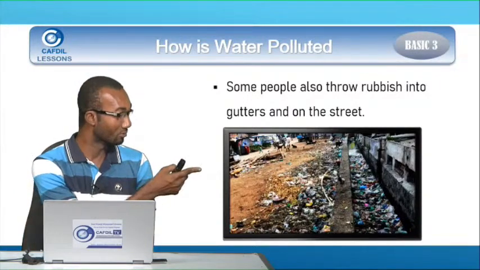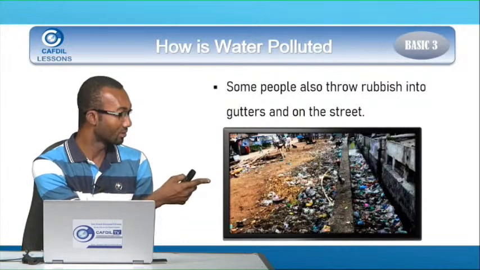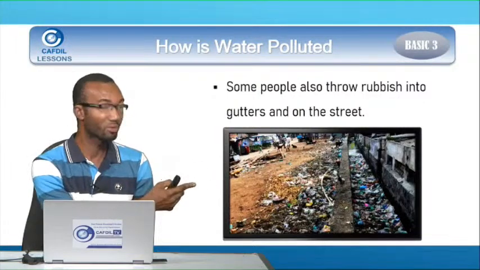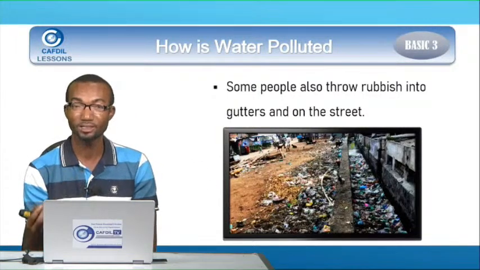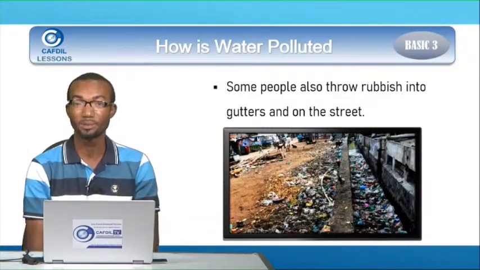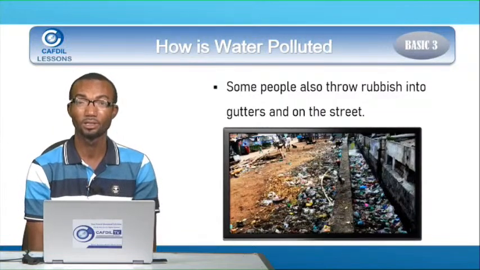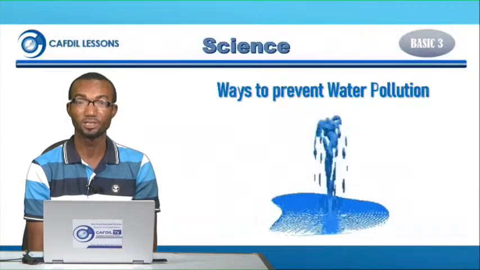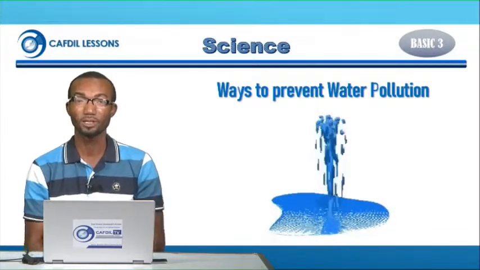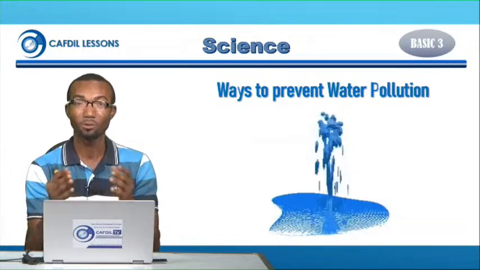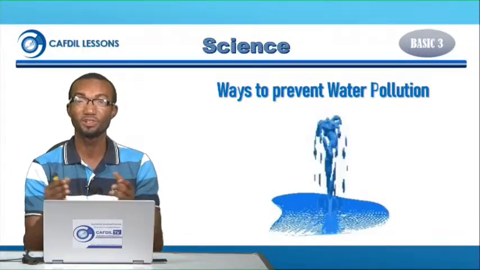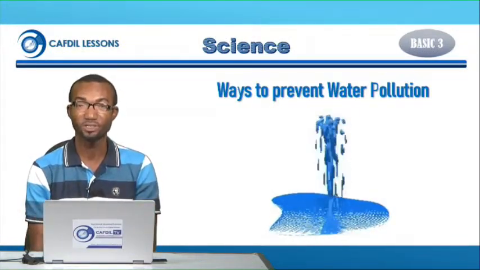When it comes to this thing, what you see here, most people are guilty. We just buy food and then we throw the rubbish anywhere, and it will end up in our water bodies when it rains. Good. Now, Kate, since you know how water is polluted, let's look at some of the ways we can prevent water pollution.